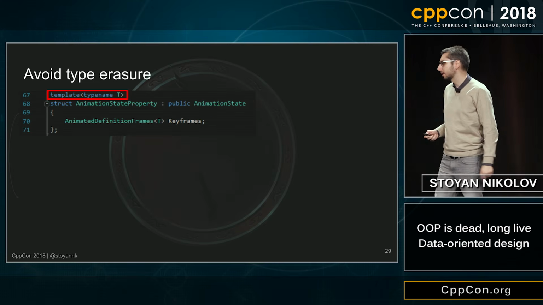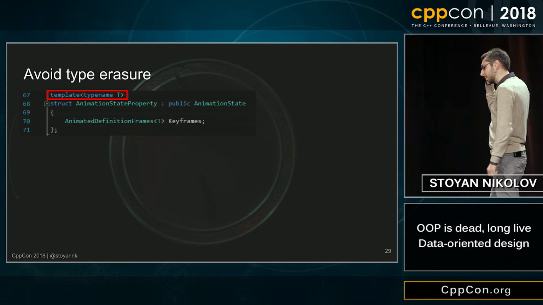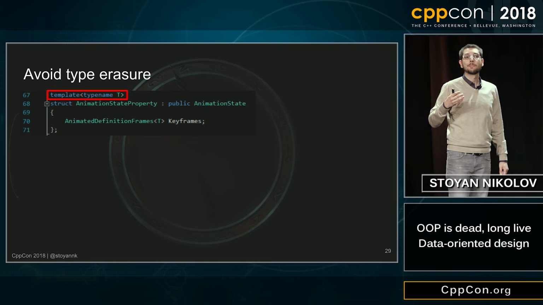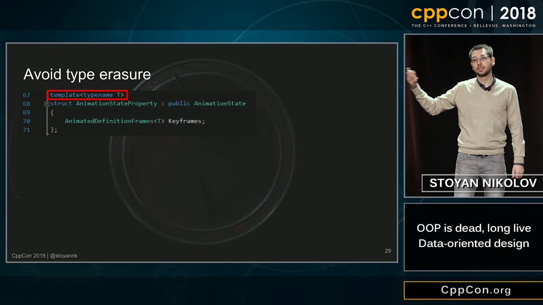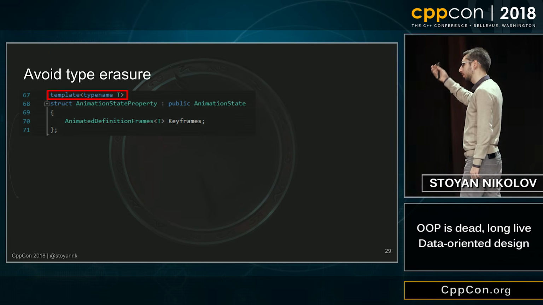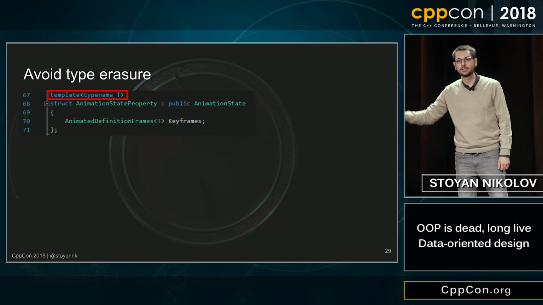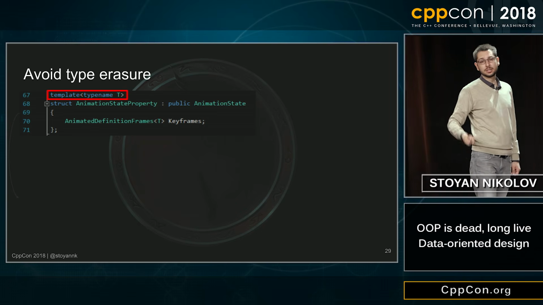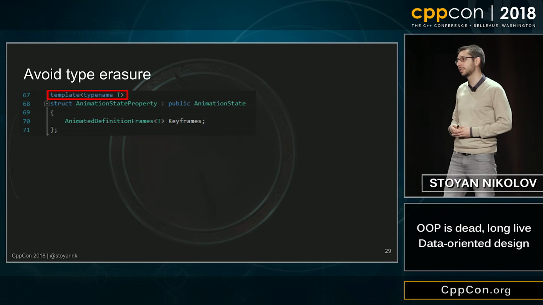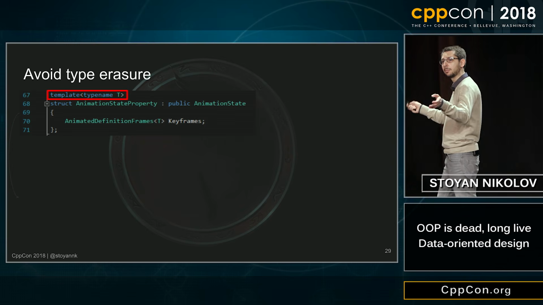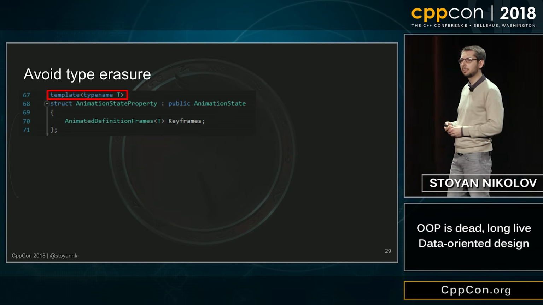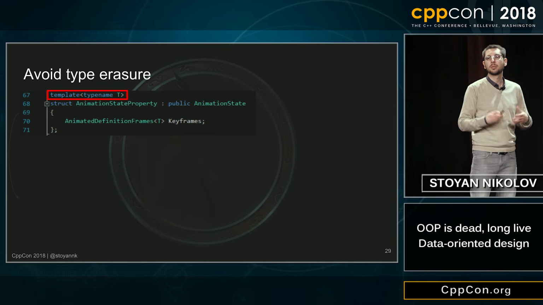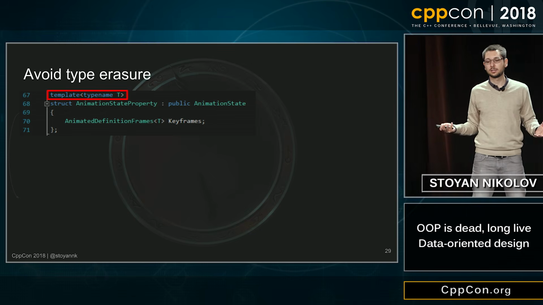OK, so we have these properties. However, we haven't solved the problem of having to interpolate different types, of different C++ types. Remember, they were doing it with the abstract class, but we don't want to pay the cost for that. So to avoid type erasure, C++ has a very good way to do it statically. We can use a template. We can use a template because we know exactly all the types of properties that we will be modifying. There are no new ones.